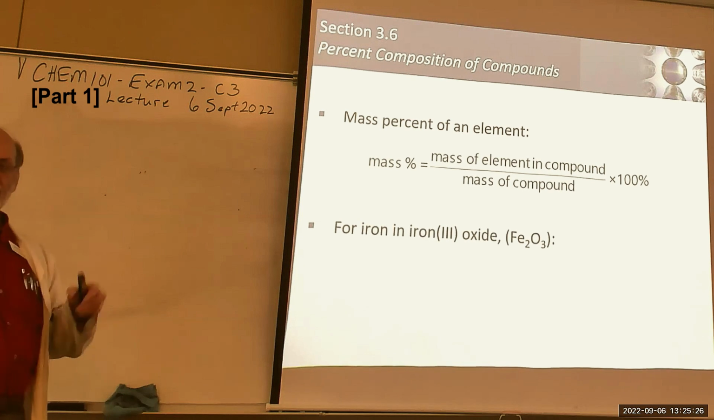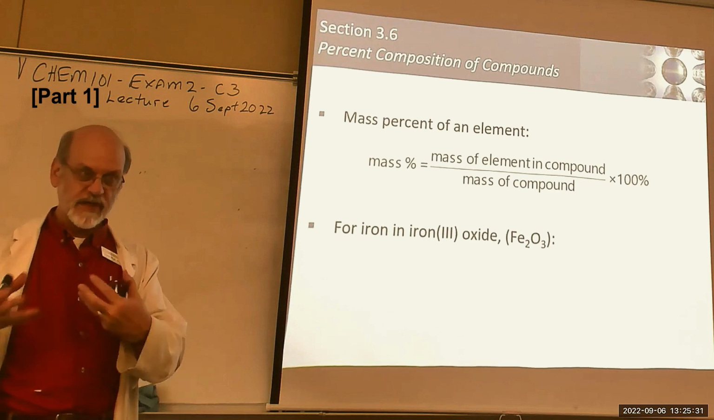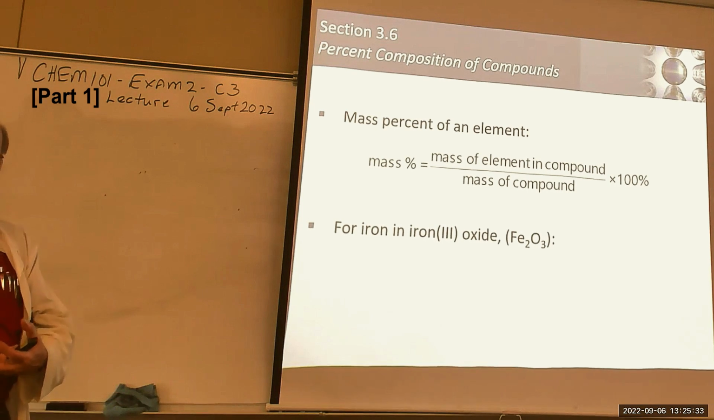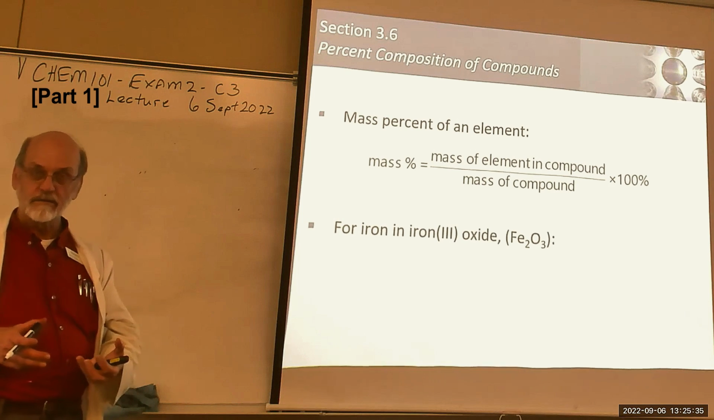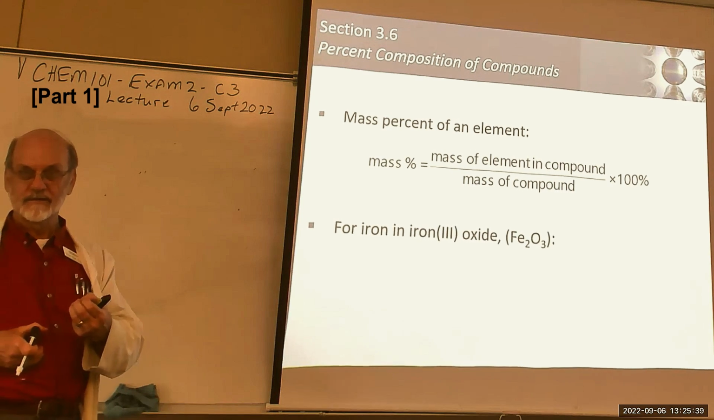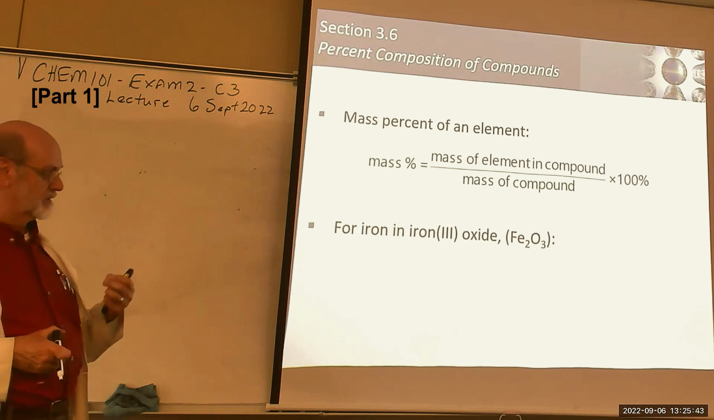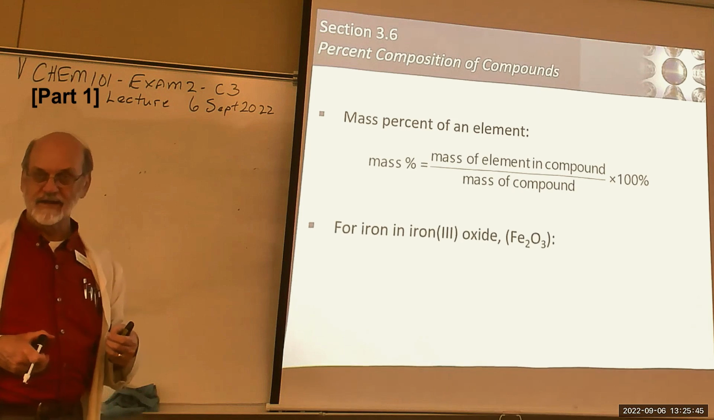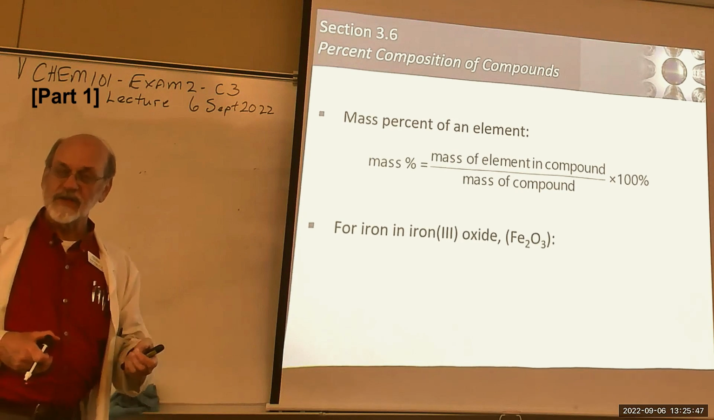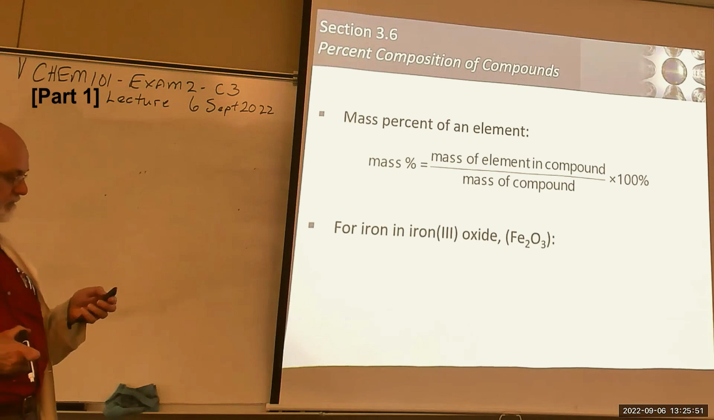So a bench chemist works with raw material and determines the percent composition. But we can determine the theoretical percent composition if we have the formula. In this case, we have Fe2O3, iron(III) oxide. If we have the formula, we can also calculate what we expect to be the percent of each element.